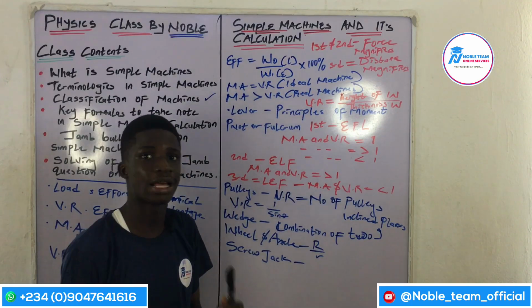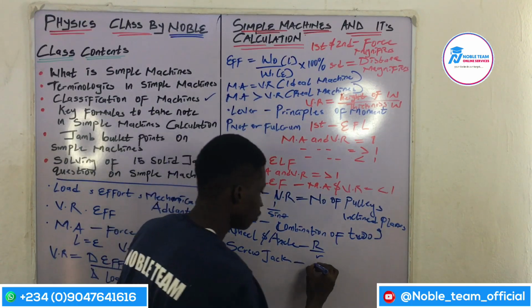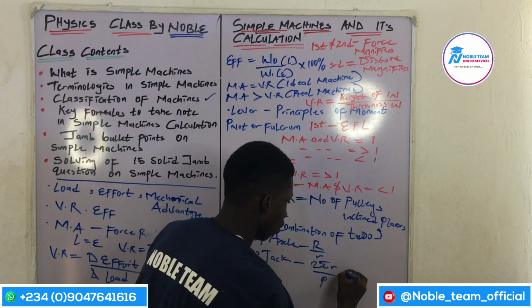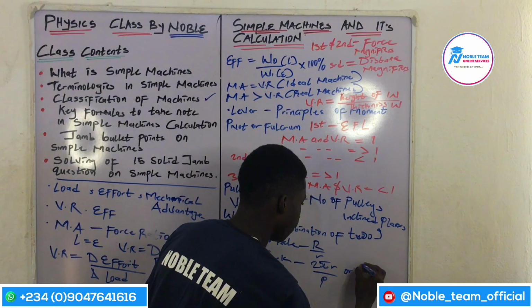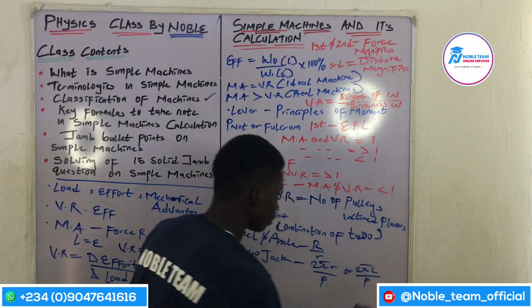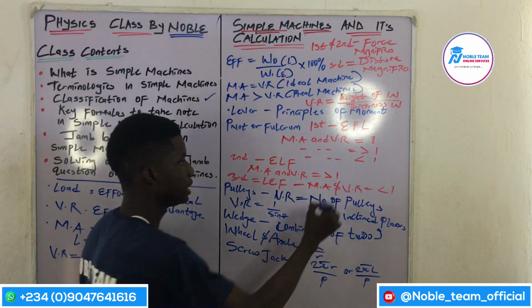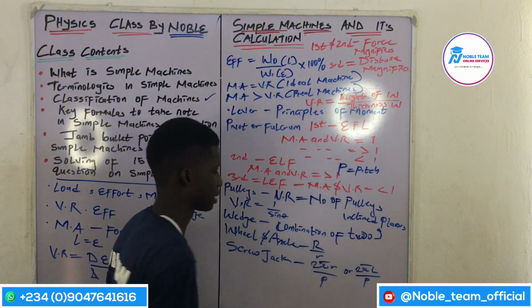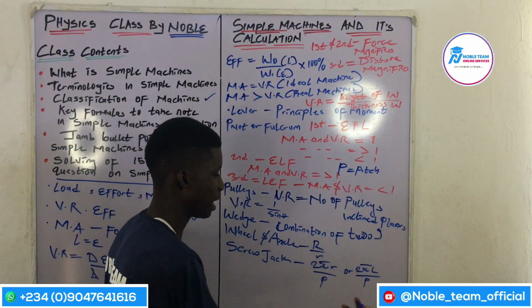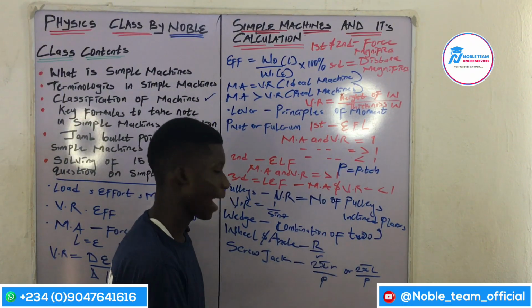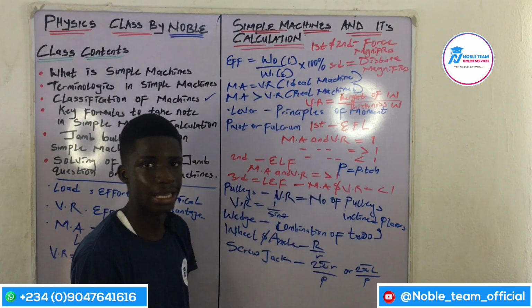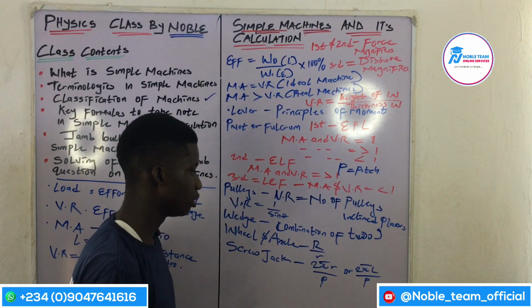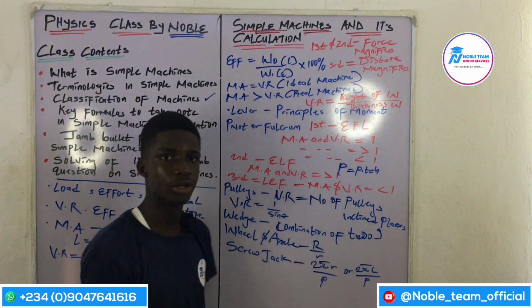We have two formulas to solve the screw jack. It depends on the parameters given to you in each question. Now we have 2 pi R over P, or we have 2 pi L over P. This P is what we call the pitch, and the R is the radius. It depends. This is the pi, then L is the length.